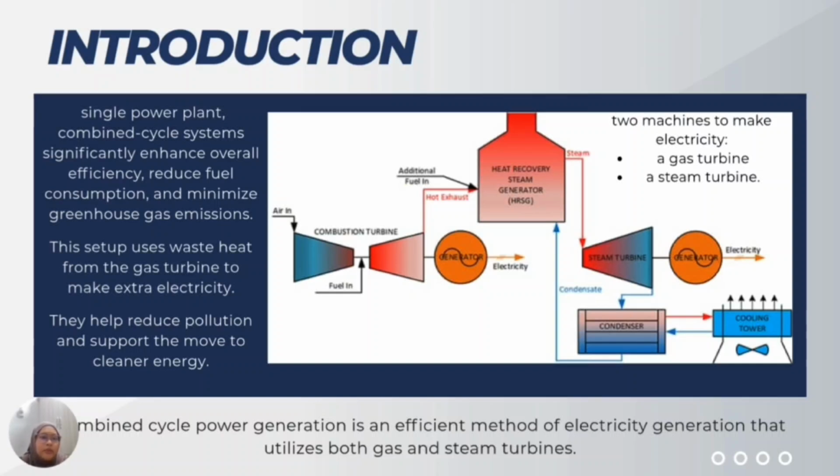This setup uses waste heat from the gas turbine to make extra electricity. Then they help reduce pollution and support the move to clean energy. Combined cycle power plants can reach efficiency levels of up to 60% or more, while regular power plants are usually around 35% to 40%.